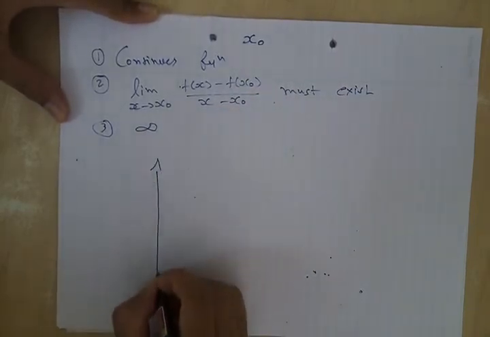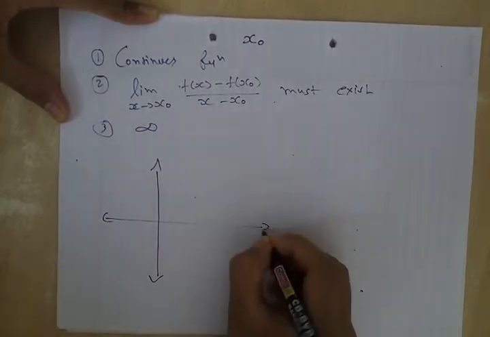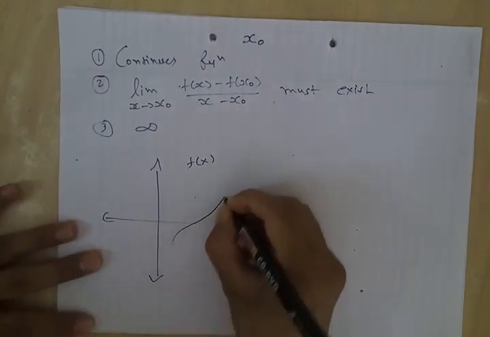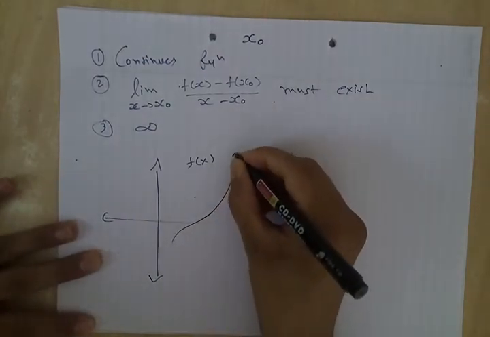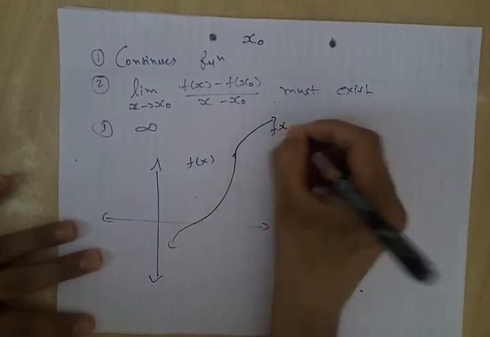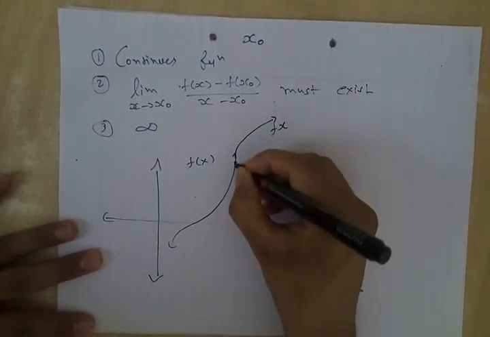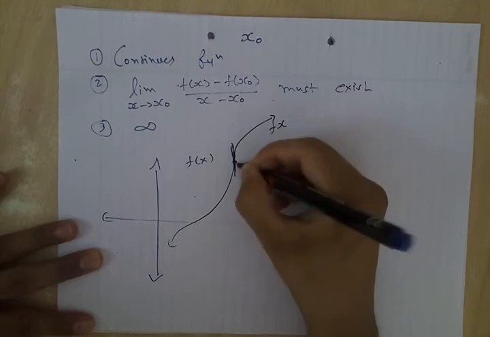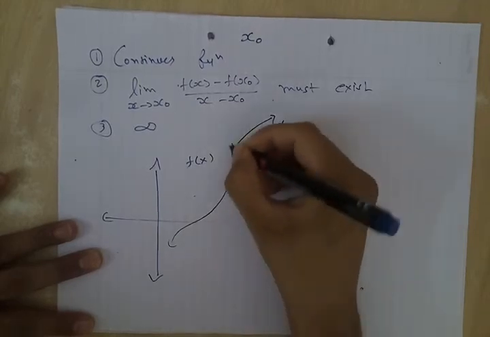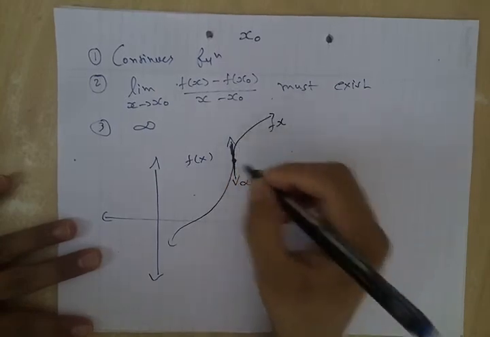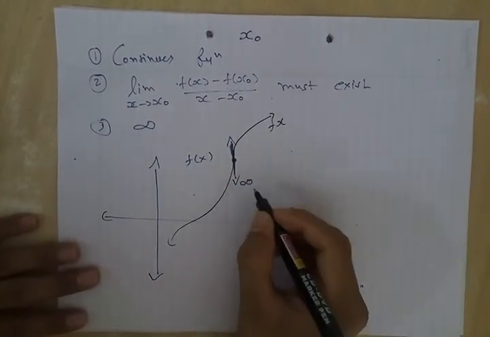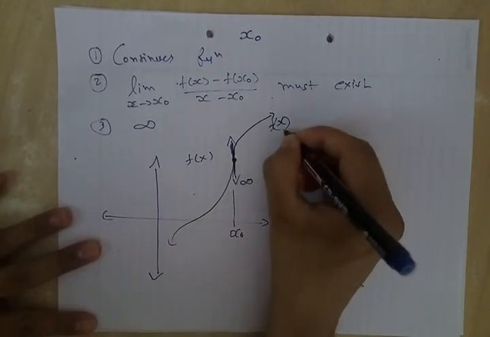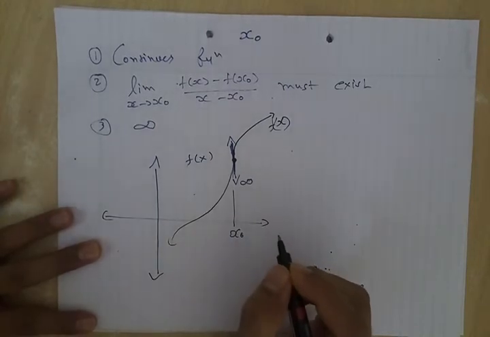Now for example, let us say our function f(x) is something like this. It is like this. So at this point we have infinite slope. If you find the slope of this curve at this point, then it will be infinity, because this is a vertical line and a vertical line has infinite slope. So at this particular point x0, this function is not differentiable.